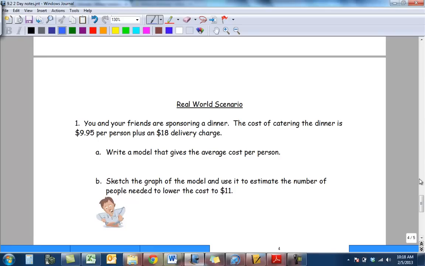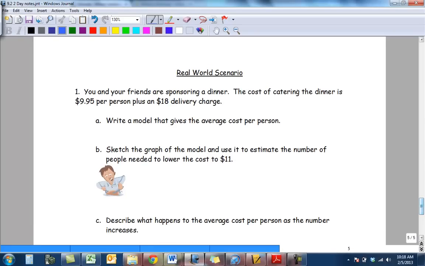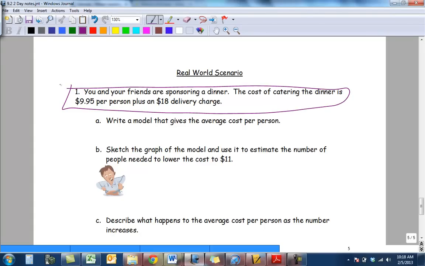You and your friends are sponsoring a dinner. The cost of catering the dinner is $9.95 per person plus $18 delivery charge. Now, let's go back to Algebra 1 or even first semester. If I gave you a question like this, the question I would ask was, what is the total cost? So let's talk about that.